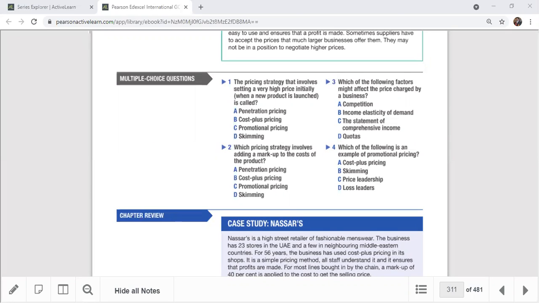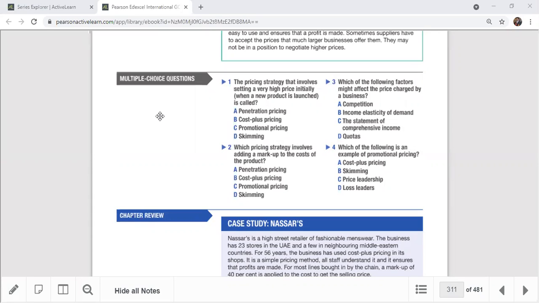Question number 3: which of the following factors might affect the price charged by a business? A, competition; B, income elasticity of demand; C, the statement of comprehensive income; D, quotas. The answer is A, competition. I got a couple of answers, and all the answers are correct. The main factor is actually the competition, the cost, the consumer perception, everything.